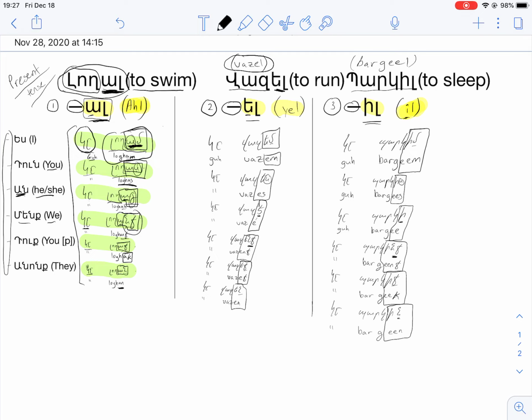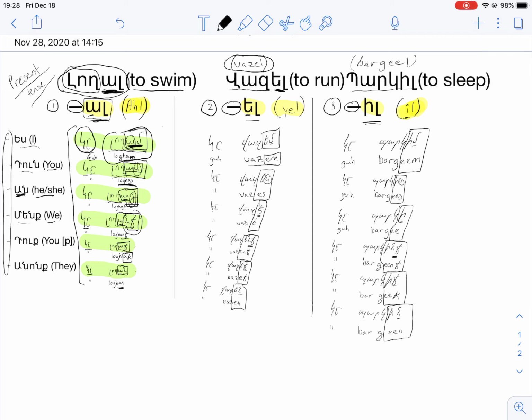So it was yes, geloram. Now for vazel, it's going to be yes, ge, vazem. So the ending went from yel to yem. All right, we have it phonetically here. I've boxed the ending. Now for you, we have tun, up here, or to the left there. Tun, ge, vazes. Okay, s is the ending. I've boxed it phonetically right there.